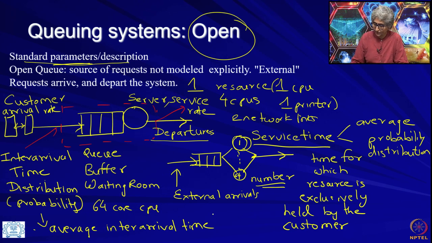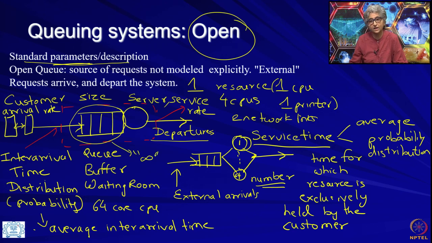Then a very important parameter is also the size of the buffer. Sometimes, if it is very large, we assume that it is infinite. Now, there is not really any such thing in reality as an infinite buffer. It is just that if it is so large that it is okay to assume that it is infinite for the reasoning part, then we just consider it as infinite.